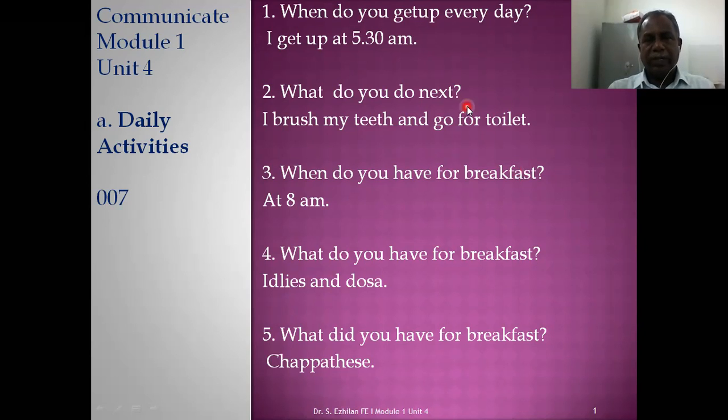The very first question: when do you get up every day? They are asking, daily in the morning, at what time you get up, you rise from your bed. If they ask when do you get up every day, then this is simple present tense. Your answer also should be in simple present tense. So respond, I get up at 5:30 a.m.